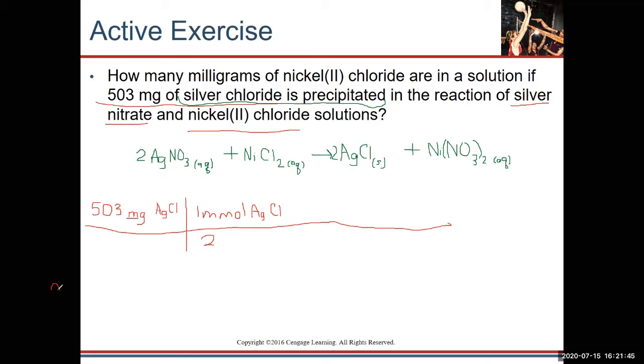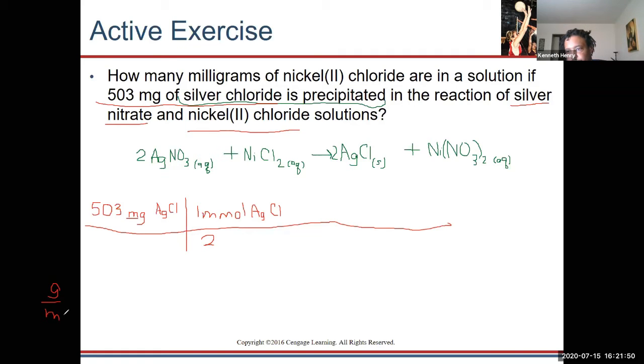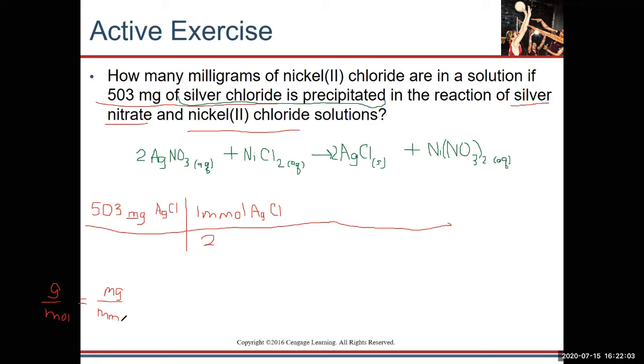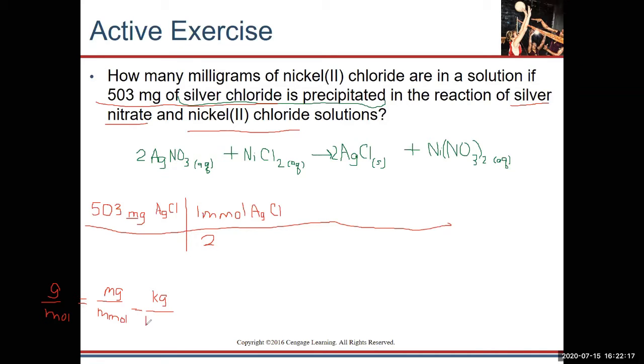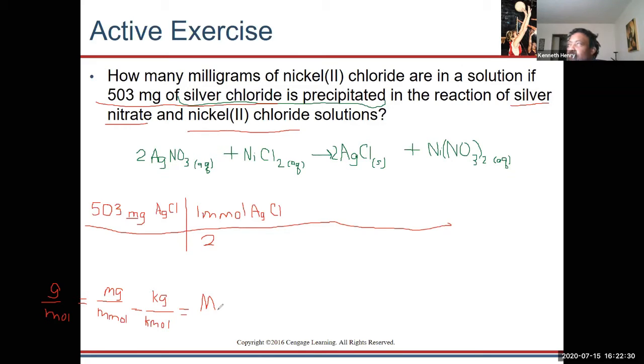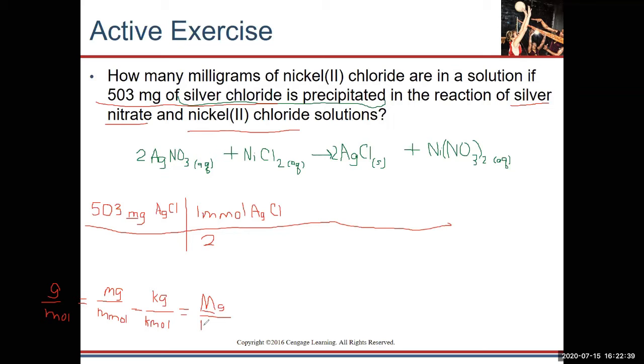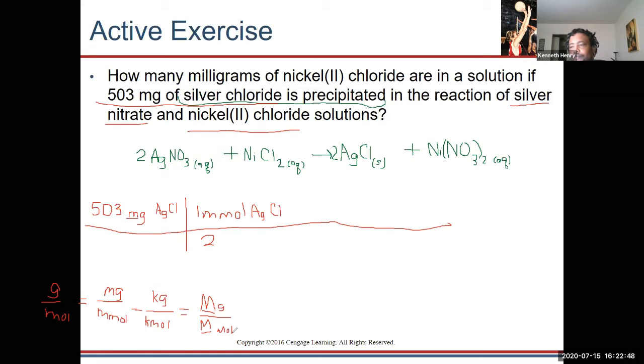So I'll just tell you this right now. Grams per mole will equal milligrams per millimole, will equal kilograms per kilomole, will equal megagrams per megamole. Okay.